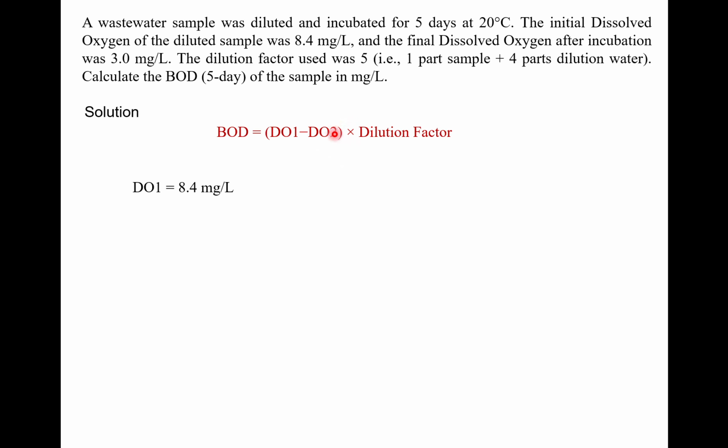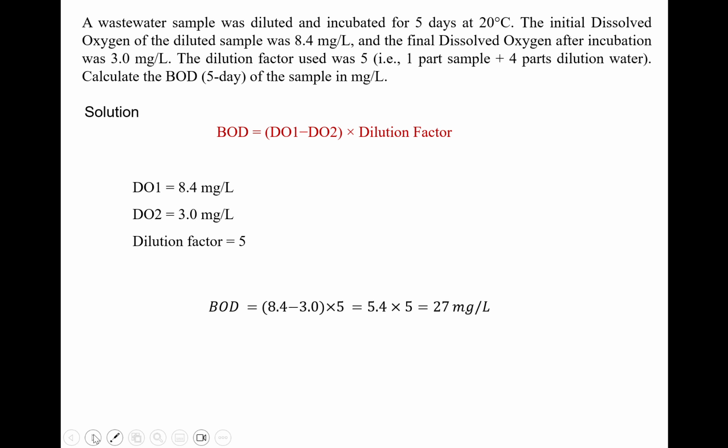Then check whether DO2 is given. Yes, it is given. Final dissolved oxygen was 3. Now, is the dilution factor given? Yes, it is given, that is 5. So there is no need to calculate anything separately. Everything is straightforward. You just take it from the numerical, substitute in the formula, and you get your answer. It's a very easy one.